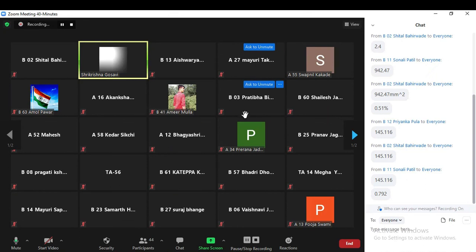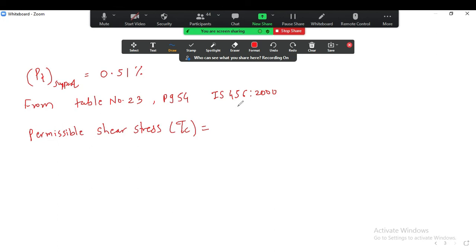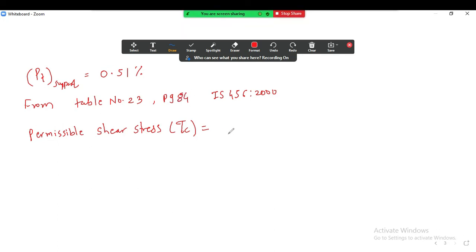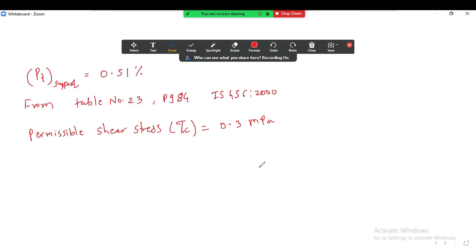So now we will move to our whiteboard. So here this is not 54, this is 84. So the value of permissible shear stress is 0.3 Newton per mm square. आता बघा परमिसिबल किती आहे 0.3 म्हणजे 0.3 अलाउड आहे आणि डेव्हलप किती व्हायला लागलेलं आहे 0.79 म्हणजे जवळपास 0.8. 0.8 डेव्हलप व्हायला लागलेलं आहे आणि तुम्हाला परमिशन कितीची आहे परमिसिबल किती आहे 0.3 म्हणजे एक्सेस किती डेव्हलप व्हायला लागलेला आहे 0.5.